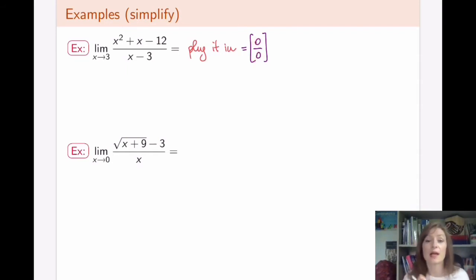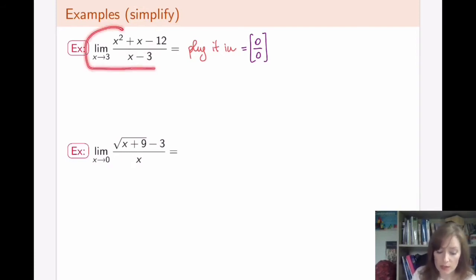Okay, but this allows me to diagnose the problem here. This 0 on the bottom is really an issue. I cannot divide by 0. That's not allowed. So this x minus 3 on the bottom is creating the problem. So what can I do to get rid of it? Well, let's take a look at this limit to begin with.